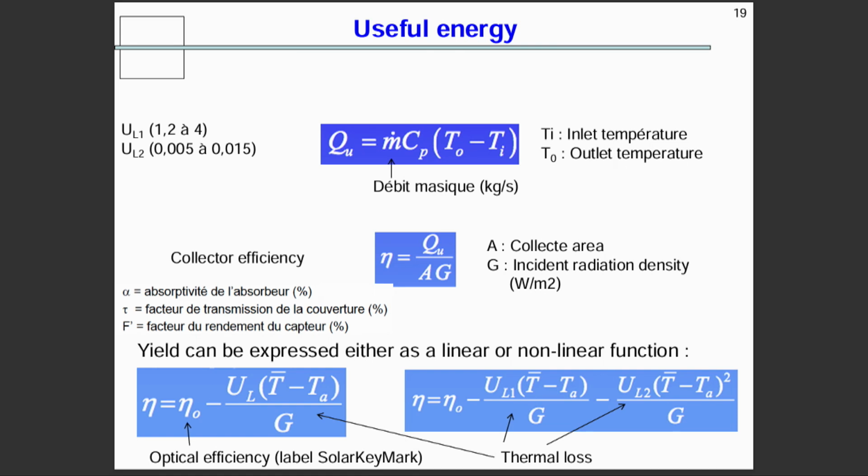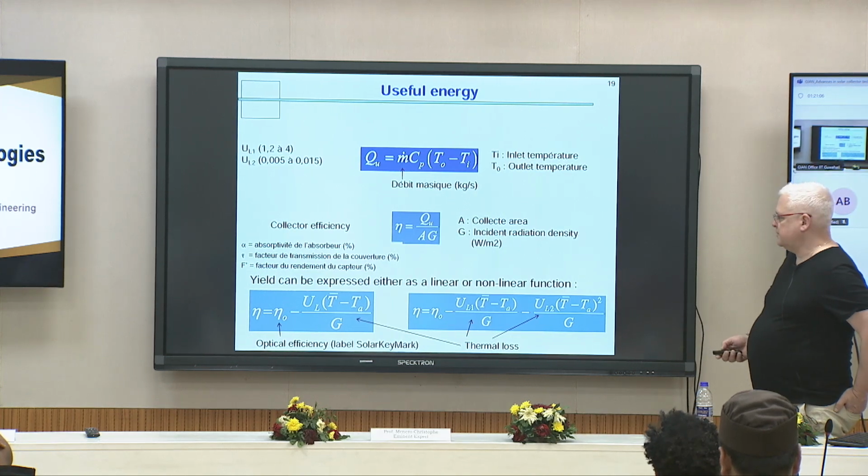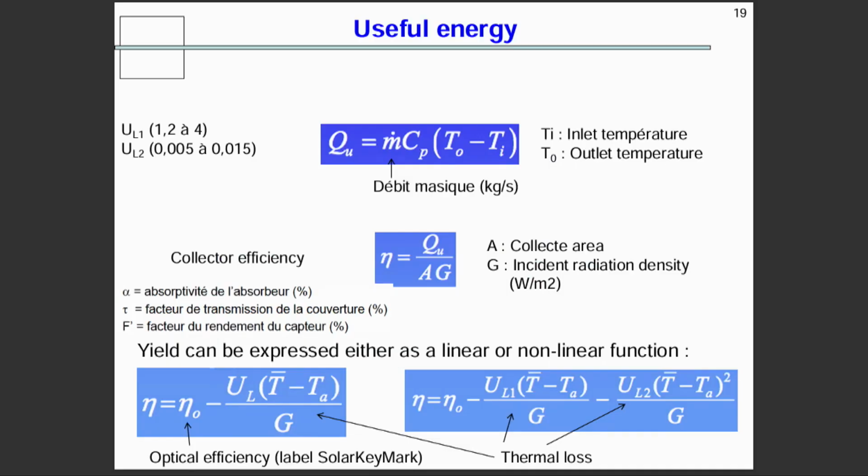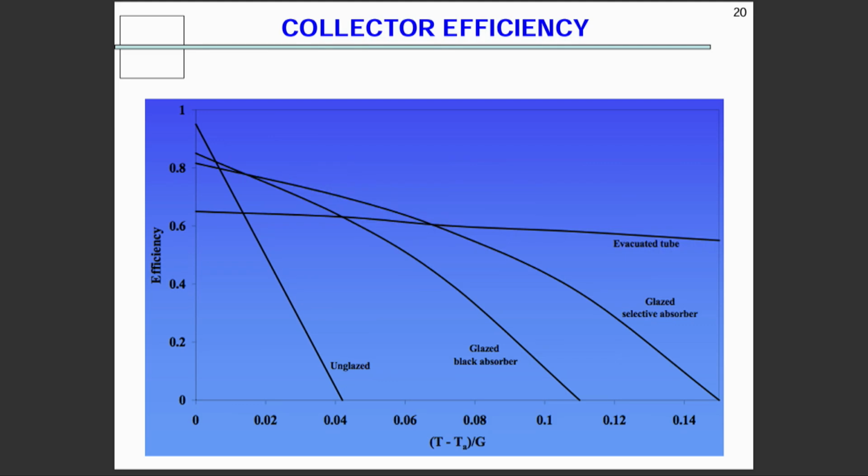So some manufacturers of solar thermal are giving these two coefficients. You have one coefficient here and one coefficient here due to thermal loss, and this one is the same, it's optical efficiency, sorry. So you have a better idea, but I wanted to show optical loss.